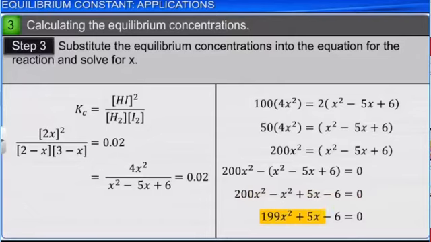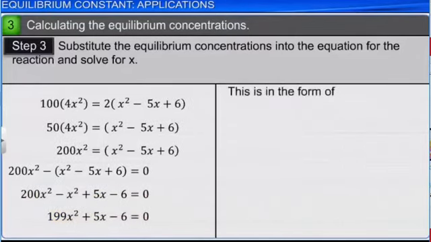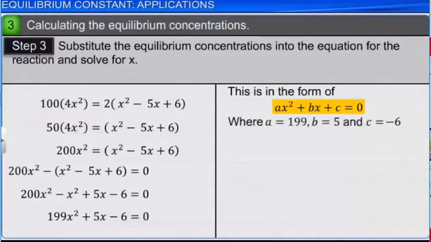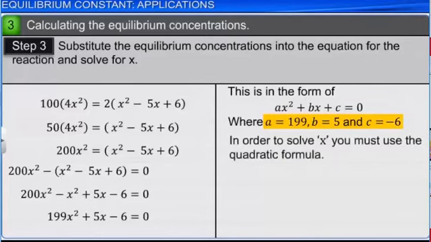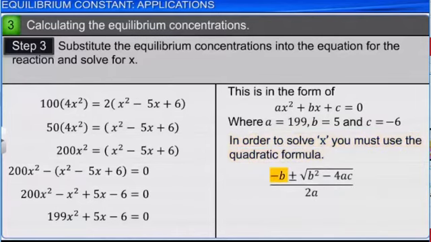This is in the form of a quadratic equation, ax² plus bx plus c is equal to 0. In this equation, a is equal to 199, b is equal to 5, and c is equal to minus 6. In order to solve for x, you must use the formula x is equal to minus b plus or minus square root of b² minus 4ac divided by 2a.